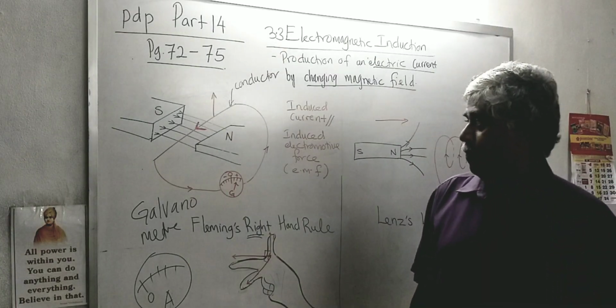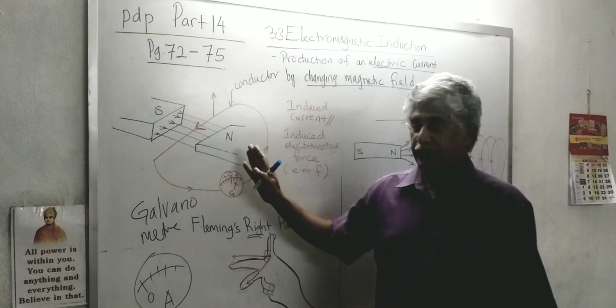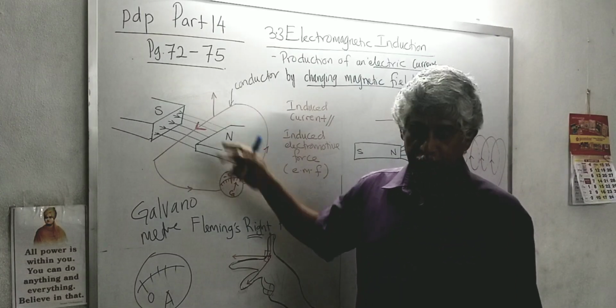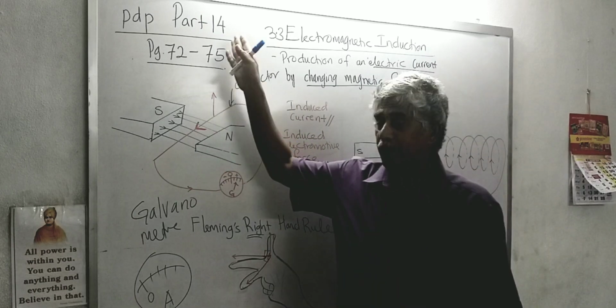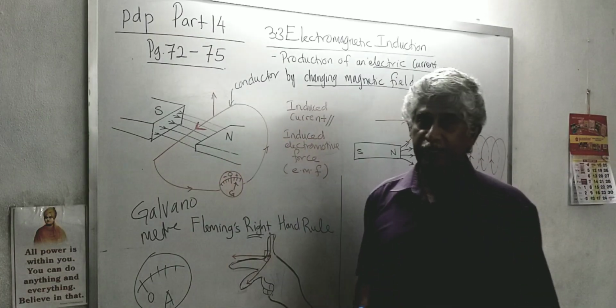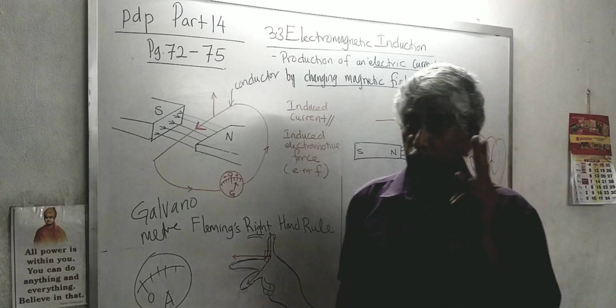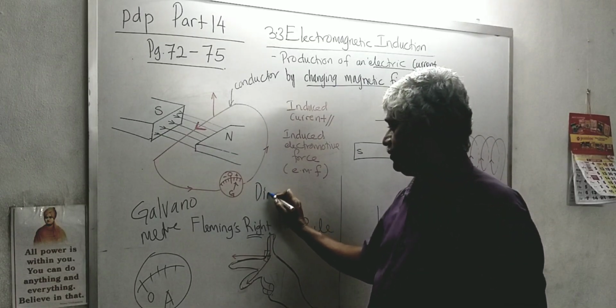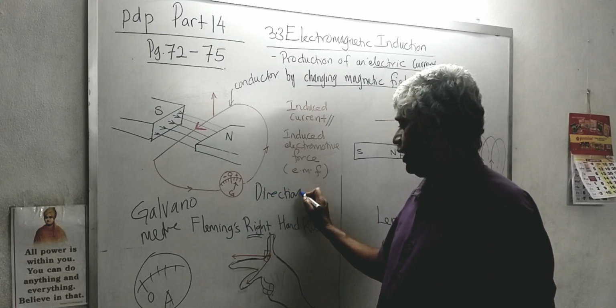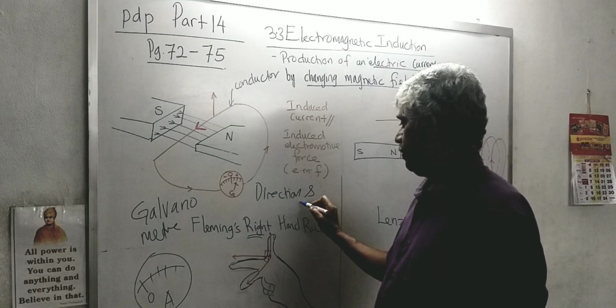So first part we are going to see how the direction of current is induced in this manner. Whenever you cut the flux, there is current induced. I told you two parts. One is direction, which you are going to see now, and then magnitude.